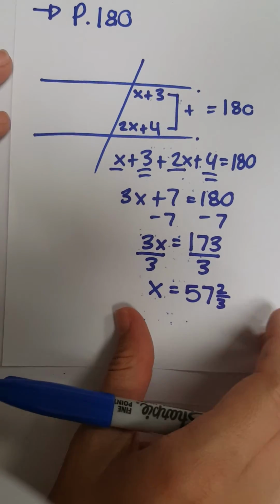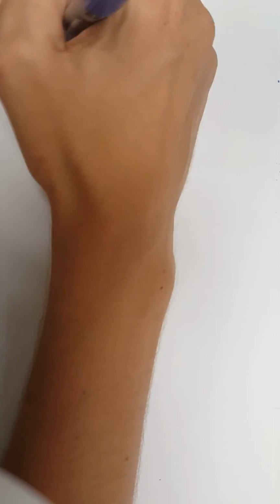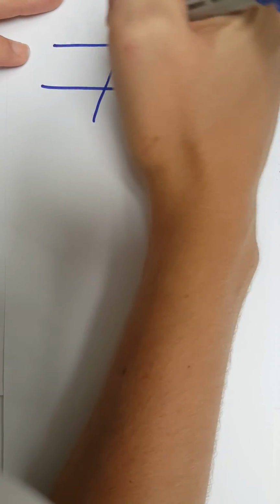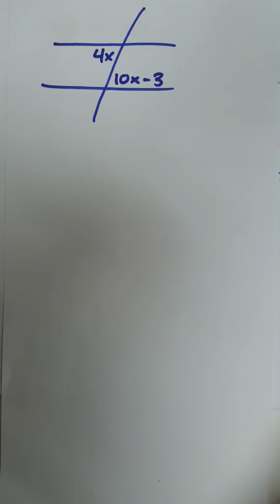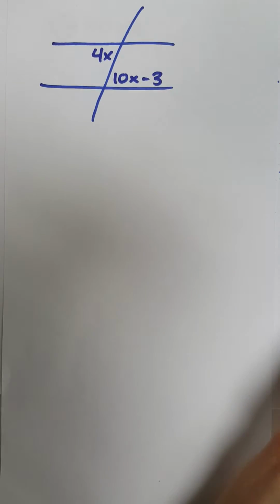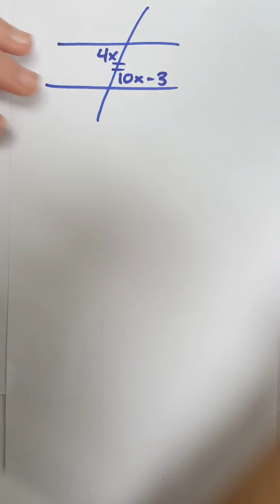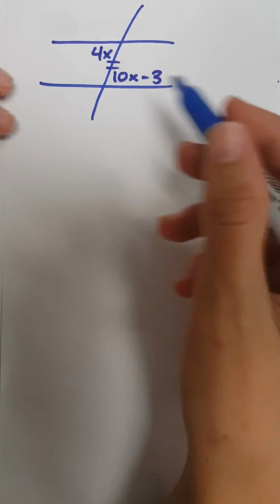What if they weren't consecutive interior? What if they were alternate interior? 4x and 10x minus 3. I guess I like 3 today. Okay, what kind of angles are these? Alternate interior. So now this is what I would have written on your quiz. I would have put an equal sign if you didn't get this one right, because alternate interior angles equal each other.